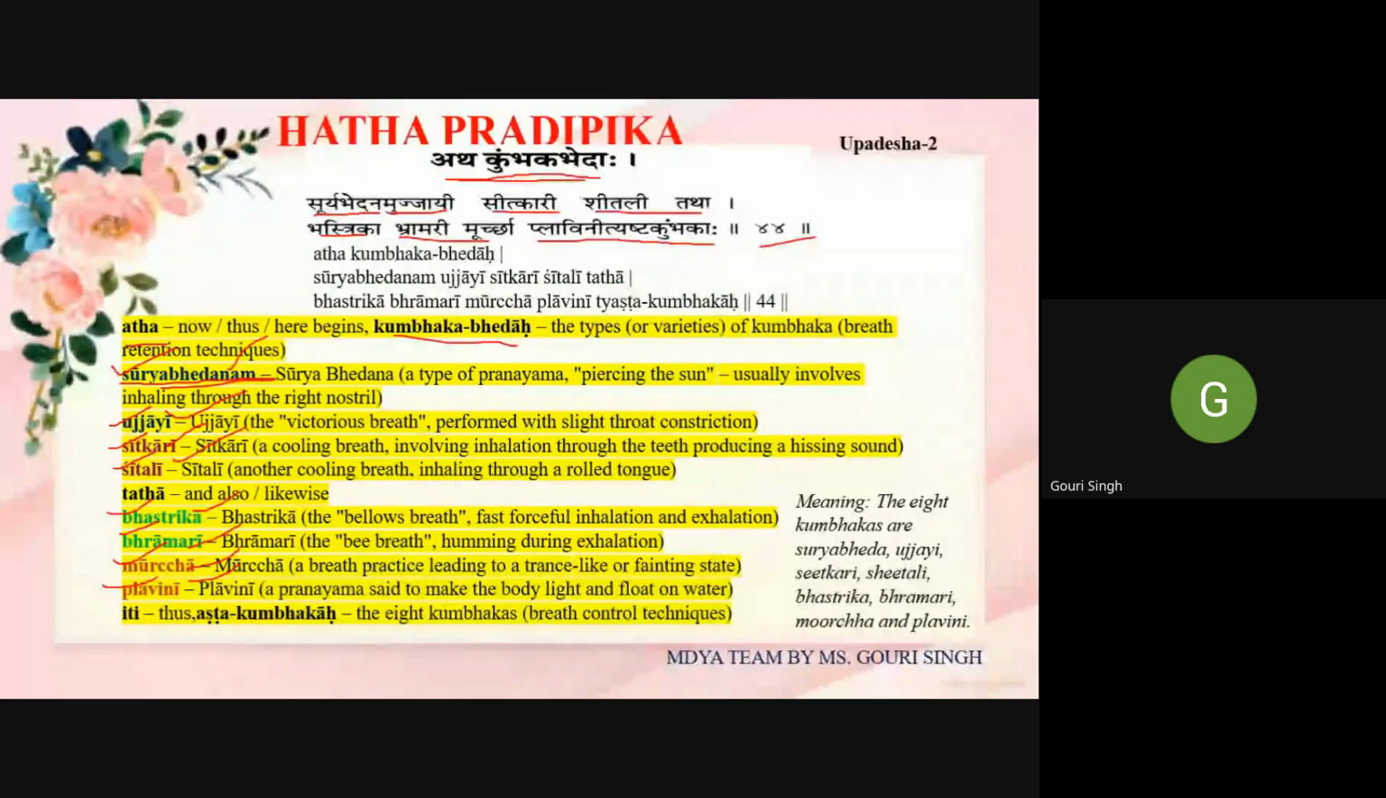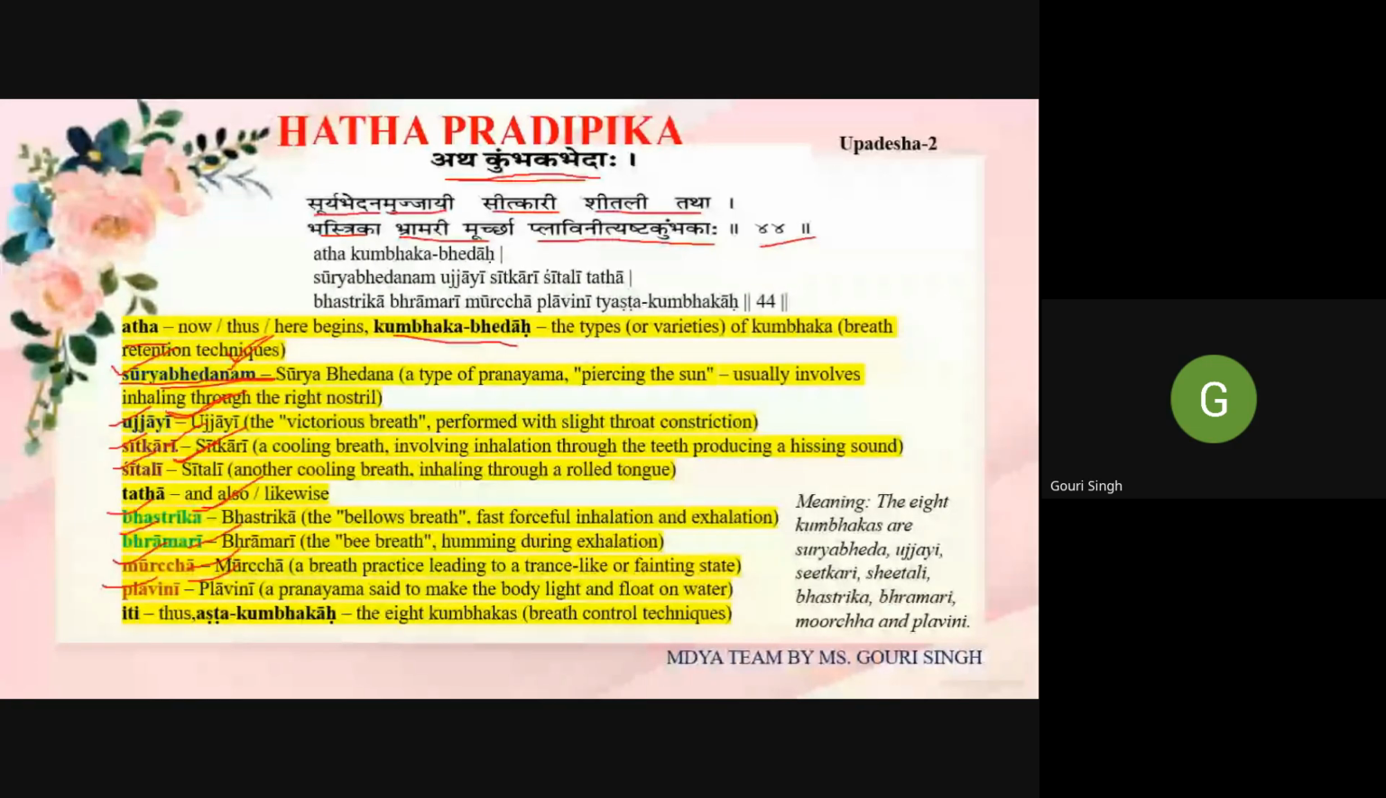Sitakari is not there. This is the extra one. I said Sicily is also there in the Yogvis. Ujjayi is also there. Surya Veda is also there. And Vastri is also there. But I am telling Sitakari is not present. It is new in this Hatha Pradipika.